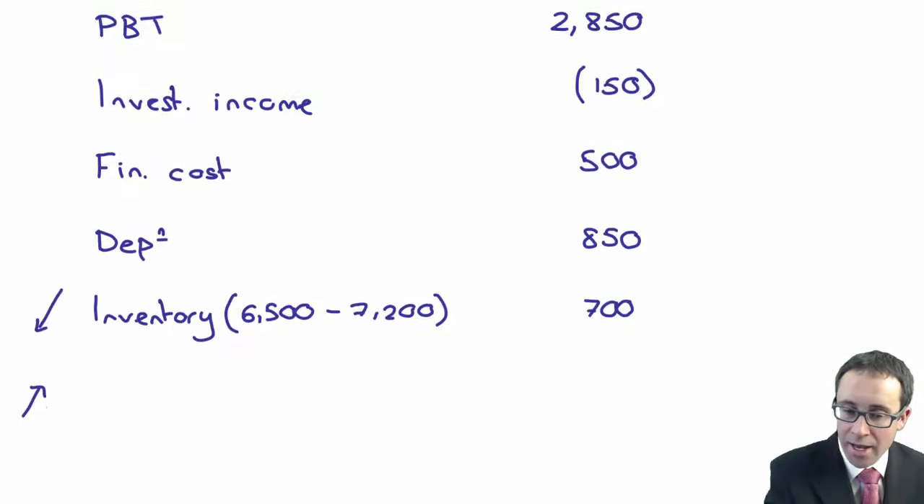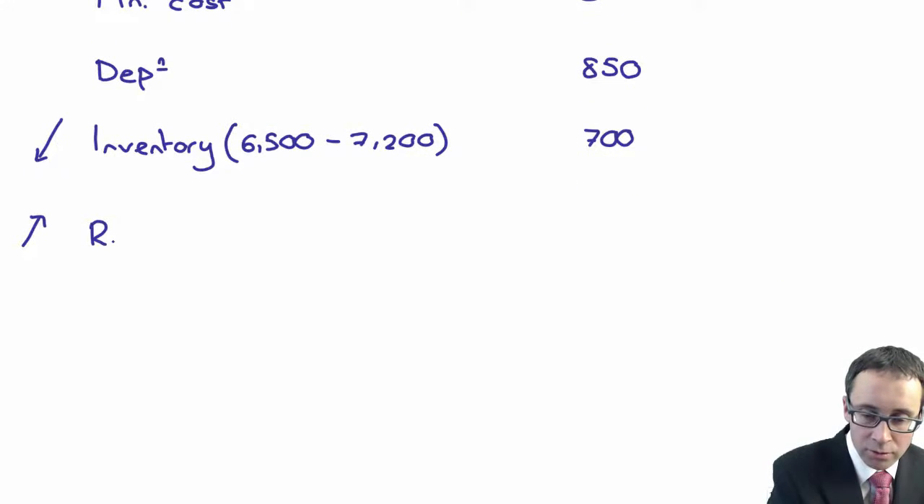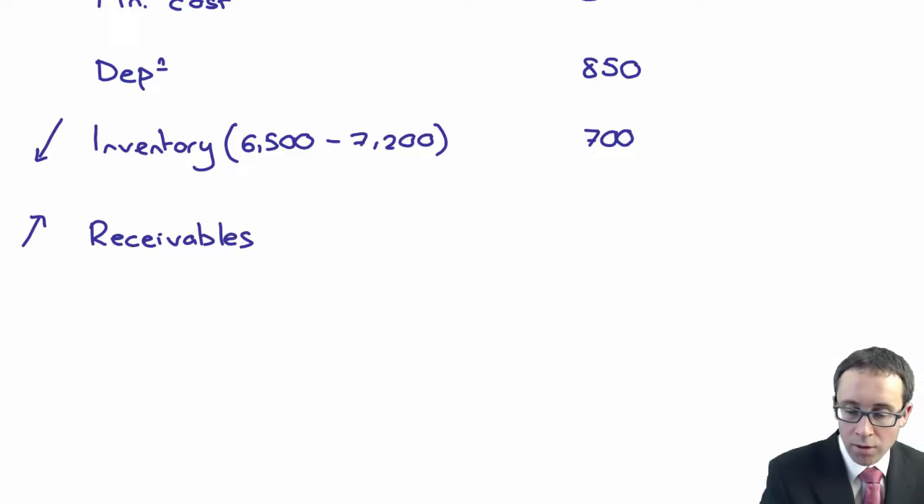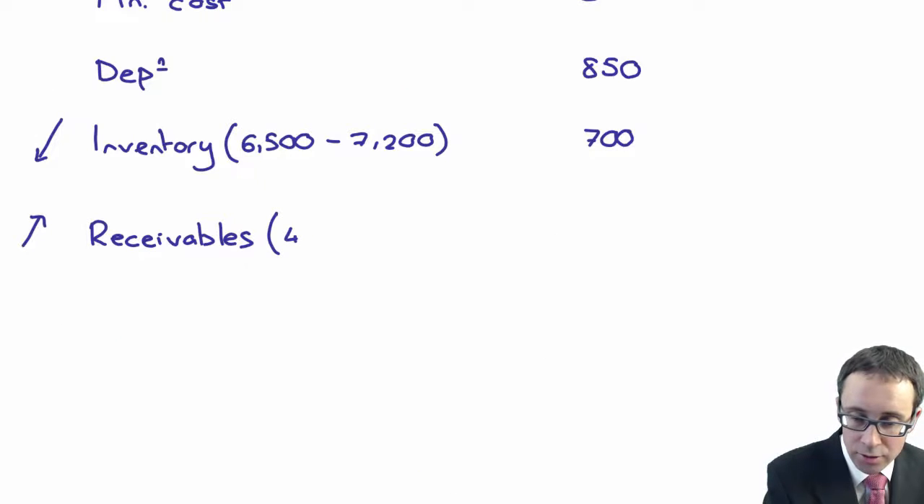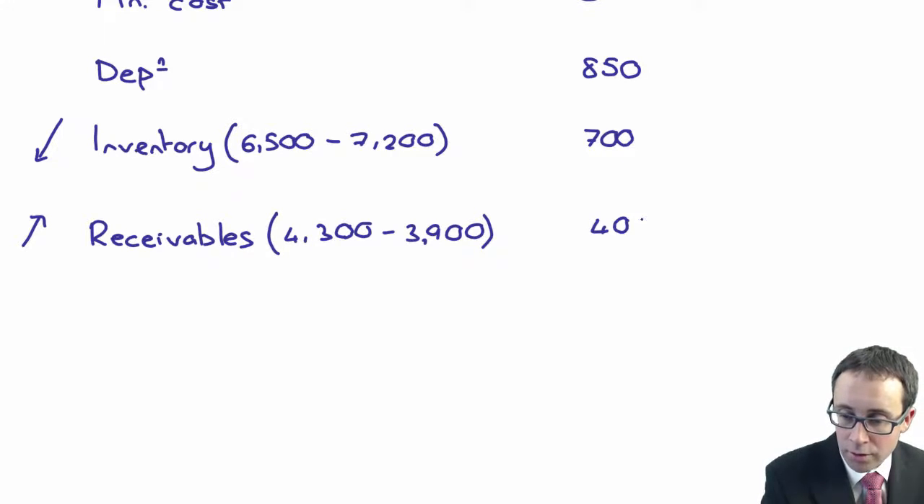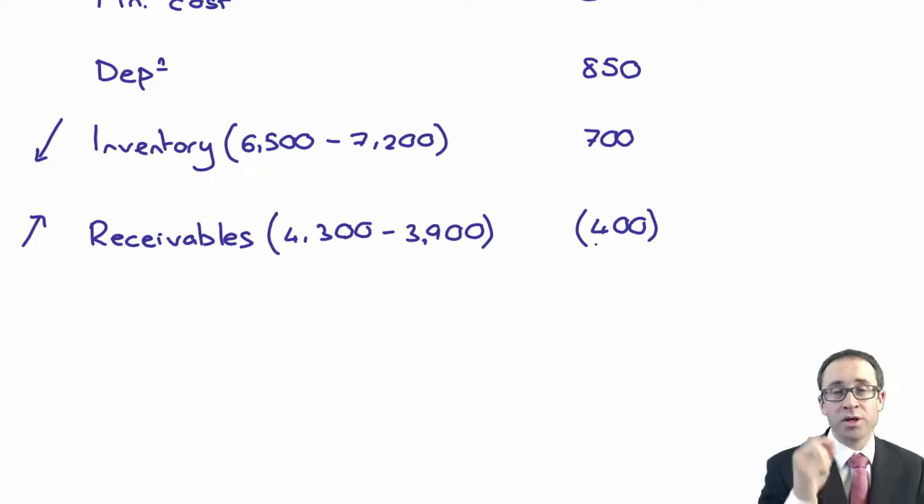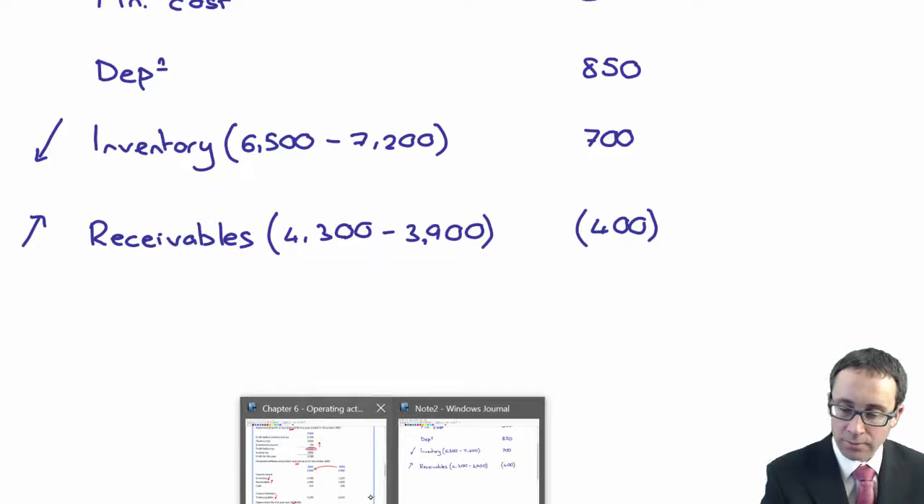There was then an increase in your receivables. What was the increase? Well, 4,300 now from 3,900. The difference is 400. An increase in receivables is because you have not collected in the cash. If you've not collected in the cash, you have less cash. So therefore, that reduction of 400 is due to the increase in the receivables.